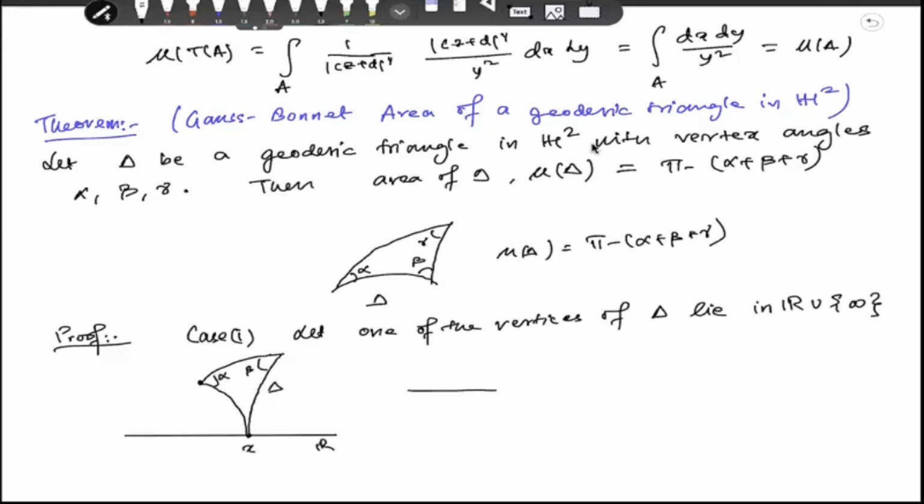Now we are going to apply this transformation: T(z) equals minus 1 by z minus x. Note that T is an isometry of the upper half plane. In fact, T is an element of PSL(2,R), so T will preserve the area of this delta. If I apply this transformation, we will get this triangle.